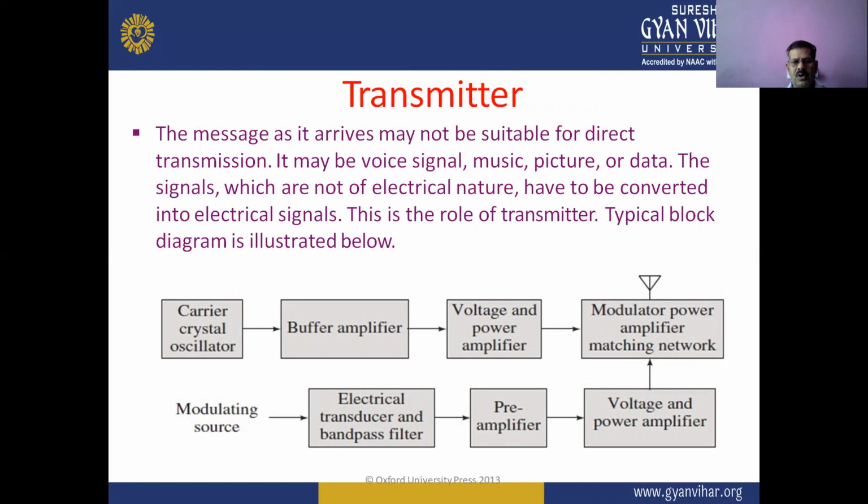A typical block diagram of the transmitter is illustrated in the diagram below. There are different networks: carrier crystal oscillator network, buffer amplifier, voltage and power amplifier, electrical transducer, band pass filter, pre-amplifier, and voltage and power amplifier. So there are many different networks which have different functions in the transmitter system.